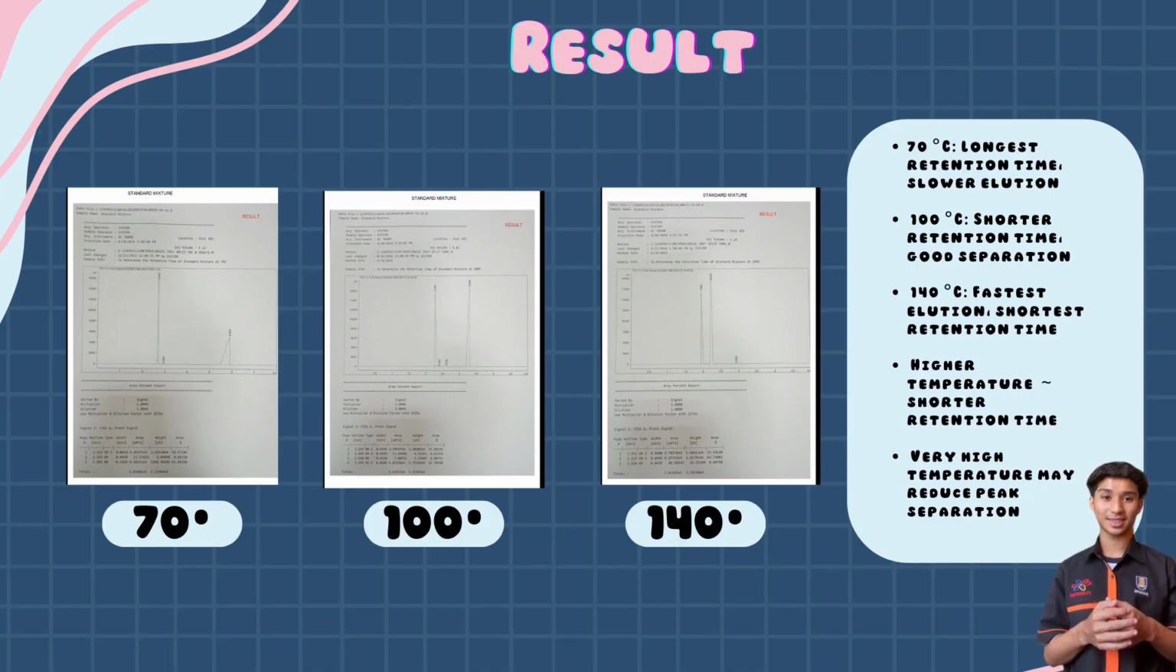At 100 degrees Celsius, the retention times were shorter and the separation was still good, making it an optimum temperature for both speed and resolution. At 140 degrees Celsius, the compounds elute very quickly with the shortest retention times, but the peaks became closer, reducing resolution. In general, high temperatures shorten retention times, but very high temperatures can make peaks overlap and reduce clarity.